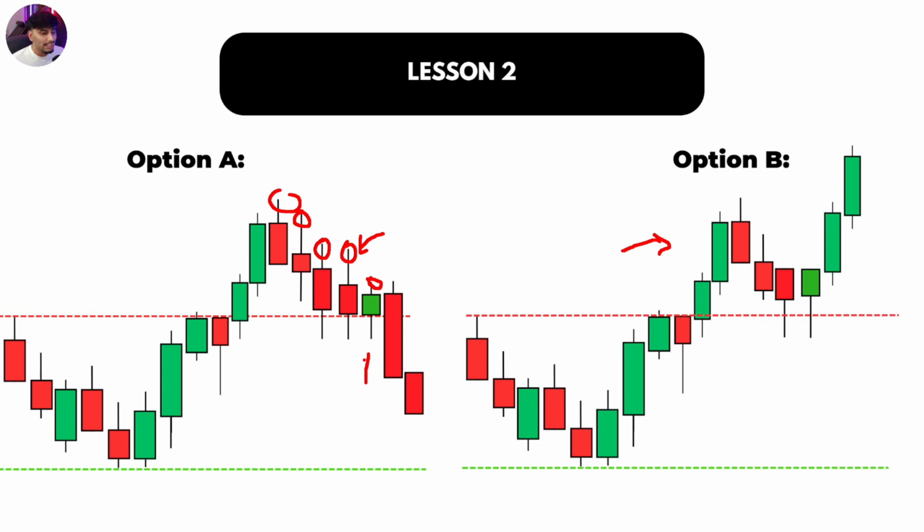You can see the green candle, though a little bit bullish, was still much more of a neutral candle, especially after a lot of down close candles. And you can see the price action here wasn't as strong as option B.